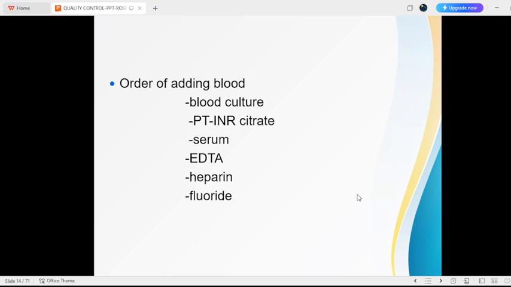Next is about the order of adding blood. Once we have collected the blood, we have to add it into different tubes. The first preference is the blood culture. Why blood culture? This is to avoid contamination. Next is PT/INR. For PT/INR, we are using sodium citrate anticoagulated tubes. Next is the clotted tube serum sample. Next is EDTA, then heparin and fluoride. This order of adding blood is very important to avoid contamination. So blood culture first, then PT/INR, then serum, EDTA, heparin, fluoride.